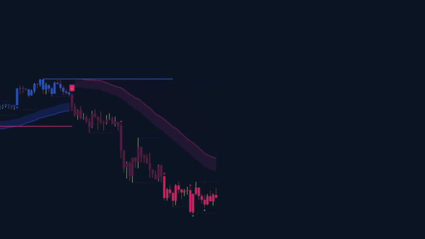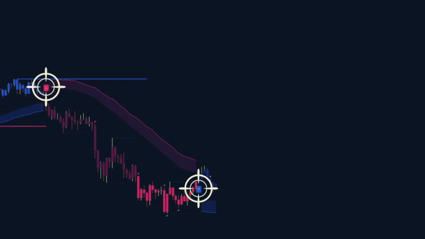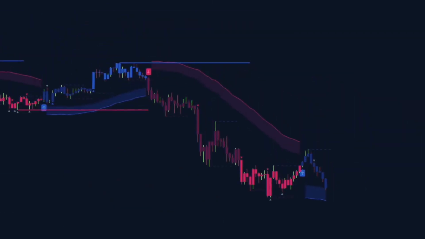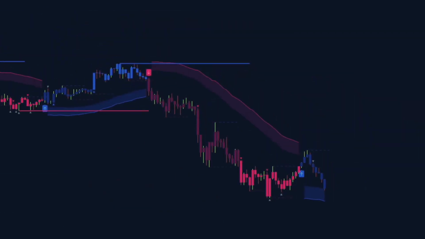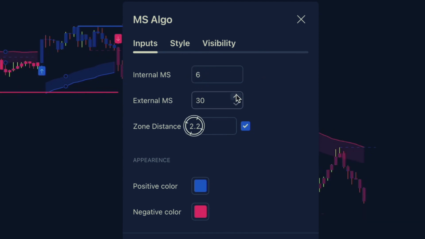The indicator introduces a unique approach to displaying potential areas of interest or zones around pivot points, adjustable through the zone distance setting. Based on a comprehensive algorithm, the MS Algo identifies potential signals for entering and exiting trades based on the internal market structure. These signals are visually represented on the chart, aiding in decision-making. To apply the MS Algo to your TradingView charts, adjust the internal MS and external MS settings to align with your analysis preferences. The zone distance input allows for customization of the zone visualization feature.